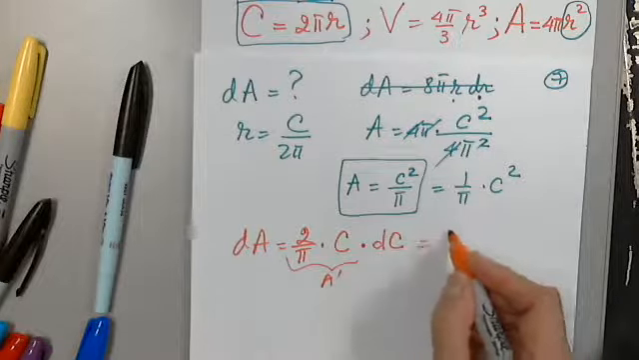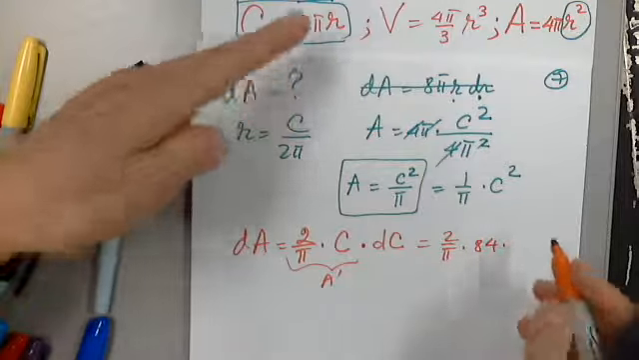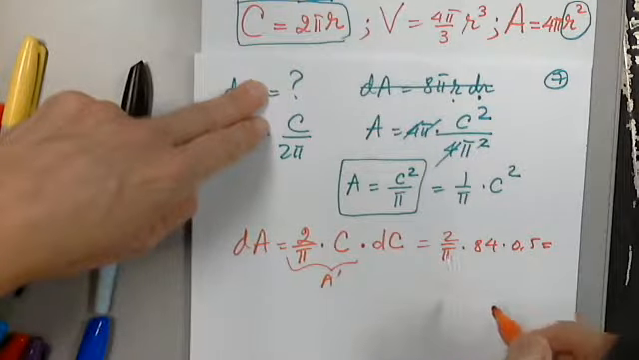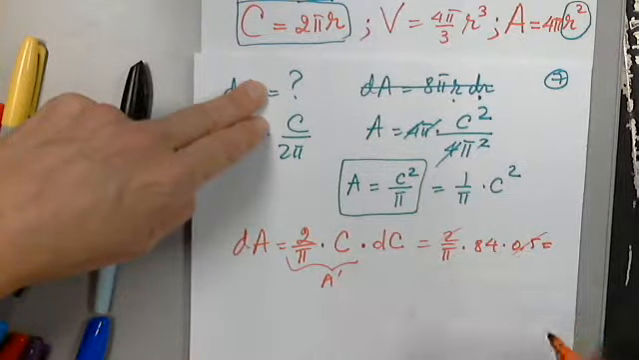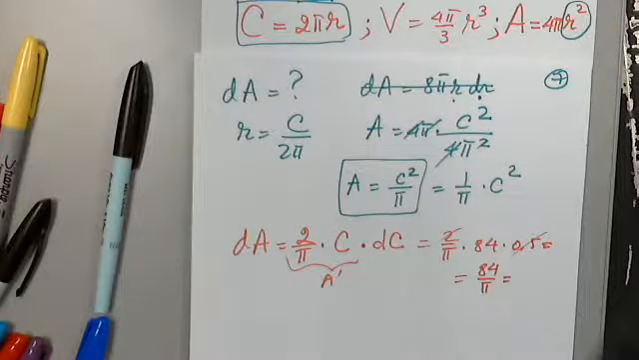Now I calculate 2 over pi. I have c, which is 84. I have dc, which is 0.5. So 2 times this is 1. So this is 84 over pi. So let's determine this. 84 divided by pi. What do I get? 26.738.